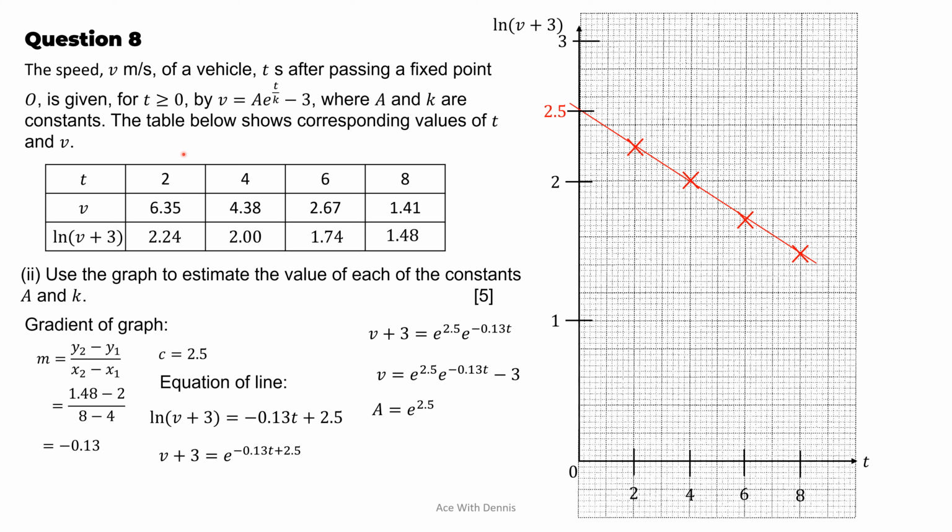And we compare the equation. Here, v equals ae to the power of t over k minus 3. We get a is e to the power of 2.5, and the value is 12.2, rounded to 3SF. Similarly, 1 over k equals negative 0.13. So here is the 1 over k and the value is negative 0.13. We solve this equation, we get k equals negative 7.69, which has been rounded off to 3SF.